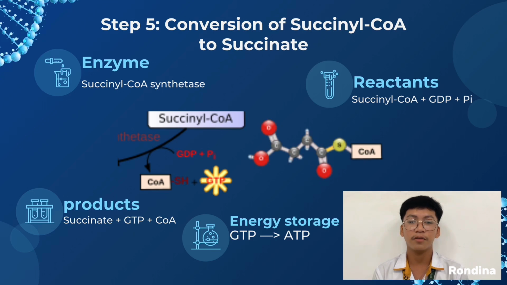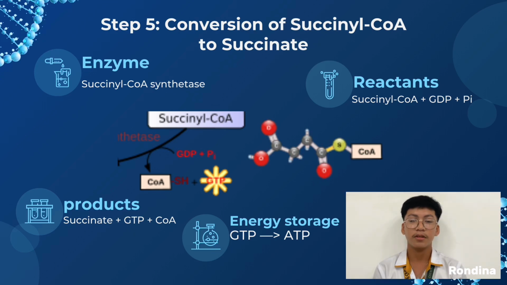Also, a molecule of GDP, or guanosine diphosphate, is phosphorylated to form GTP, or guanosine triphosphate. GTP can then transfer its phosphate group to ADP. So now the ADP is converted to ATP, which is the main energy currency of the cell.